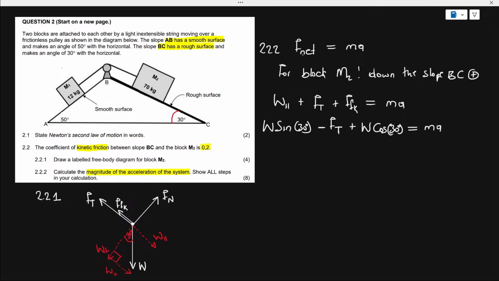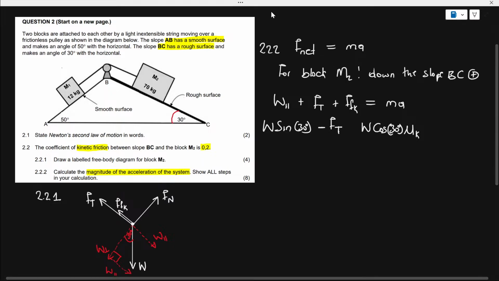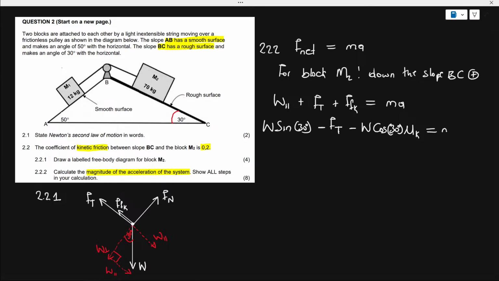And even the frictional force, in fact, I'm making a mistake here. So remember, the normal force must be multiplied by the coefficient of kinetic friction. But now the frictional force is acting up the slope, so let us give this a negative. So these should be equal to ma. So that is very important. I was making a mistake by not considering the signs.